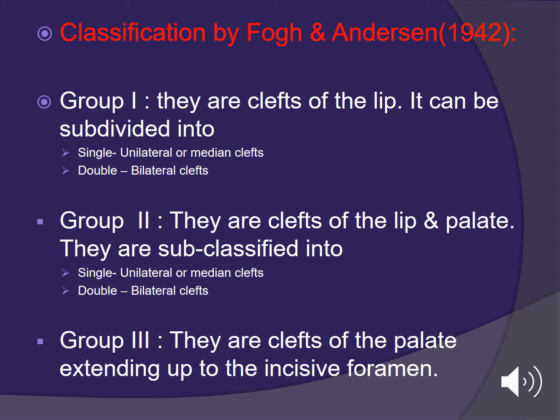Group 2, clefts of the lip and palate. These are subclassified into single, which is unilateral or median cleft, and double, which is bilateral cleft. Group 3, clefts of the palate extending up to the incisive foramen. So it's kind of similar to the previous classification, but there is some difference in the grouping.